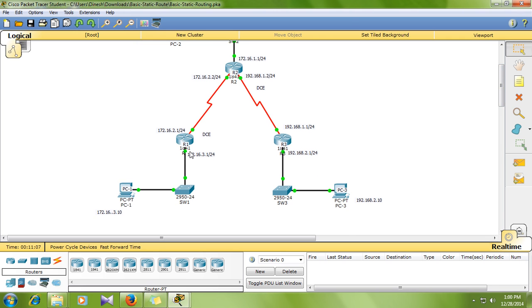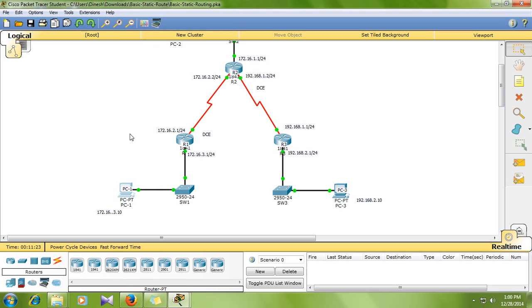And R1 FastEthernet 0/0 is 172.16.3.1/24. The enable secret password is configured as Cisco. The console password is configured as San Fran. All pre-configuration was done. Actually, what is meant by static route?